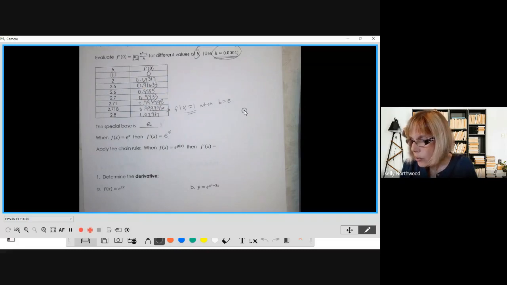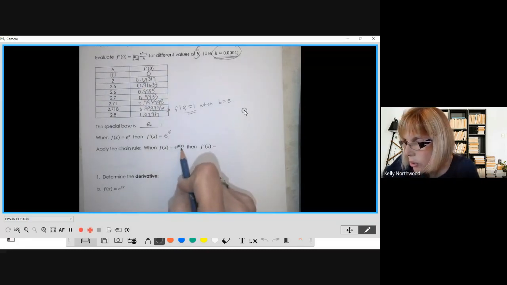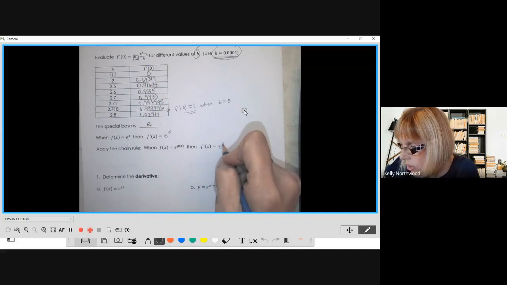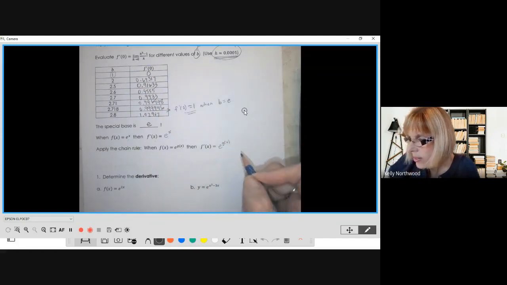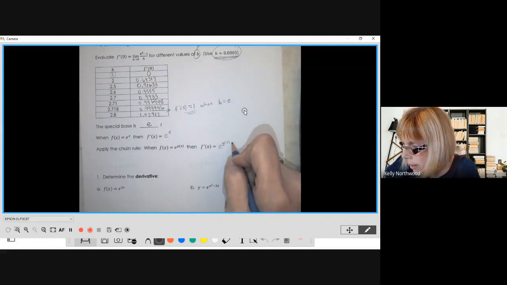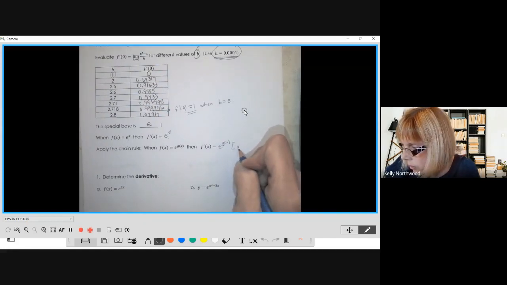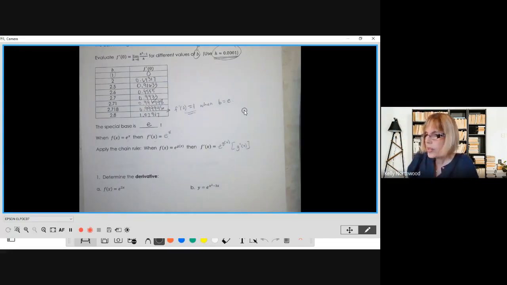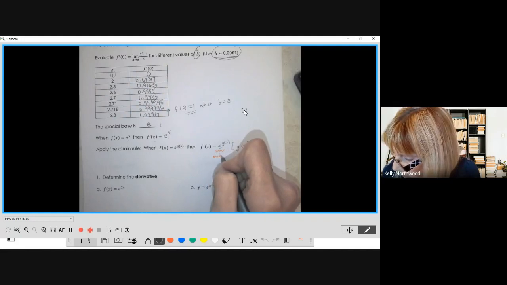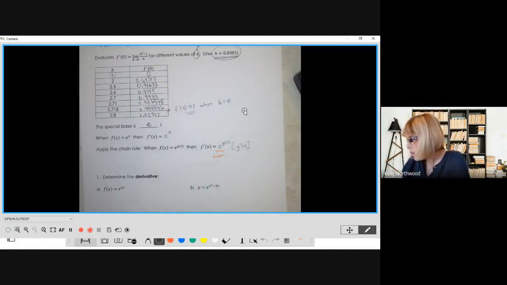And applying the chain rule, when f of x is equal to e to the g of x, so e to some function of x, then f prime of x is e to the g of x again. So that's the outer derivative. And then multiplied by whatever the derivative of the exponent is, g prime of x. So this would be the outer derivative, and this would be the inner derivative.